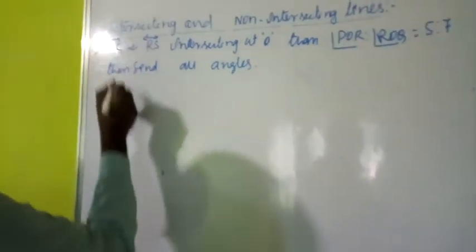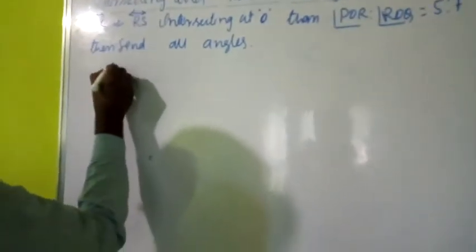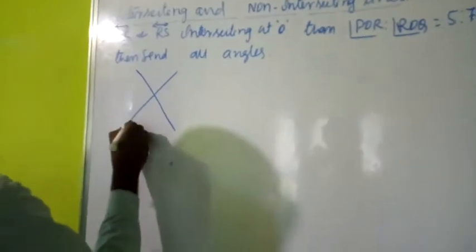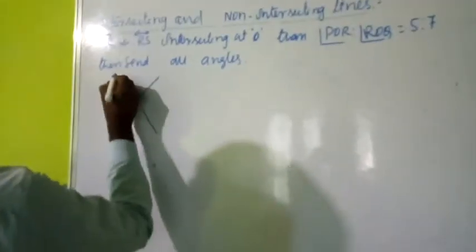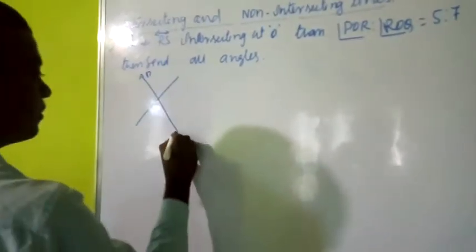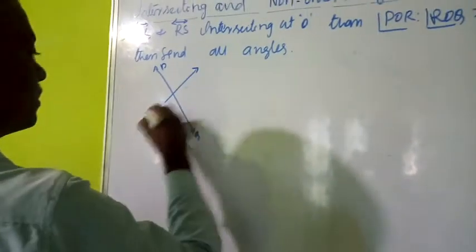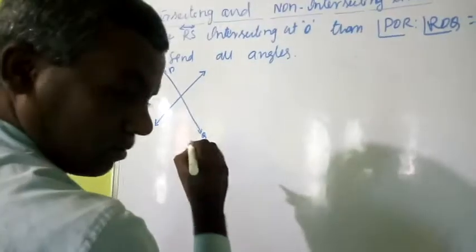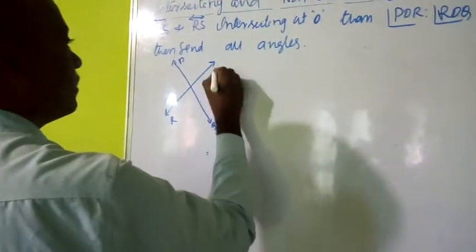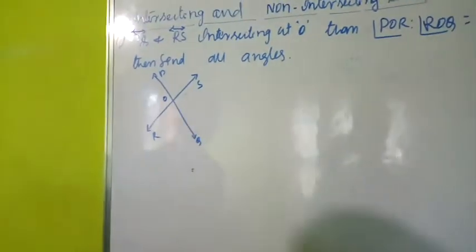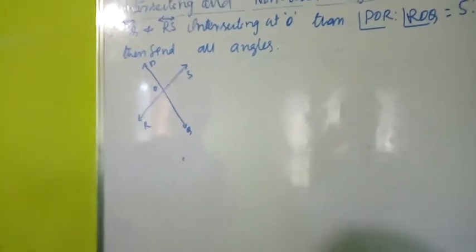Okay, so for this we have a diagram here, that is this one. This is PQ. So this is your OS. They meet at a point, it means passing through a common point O. Okay, so this is given here for this.